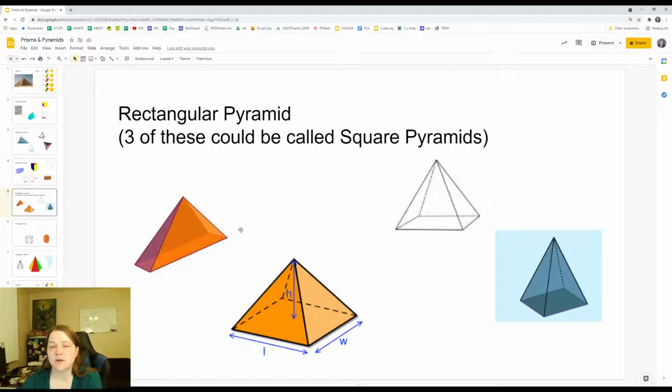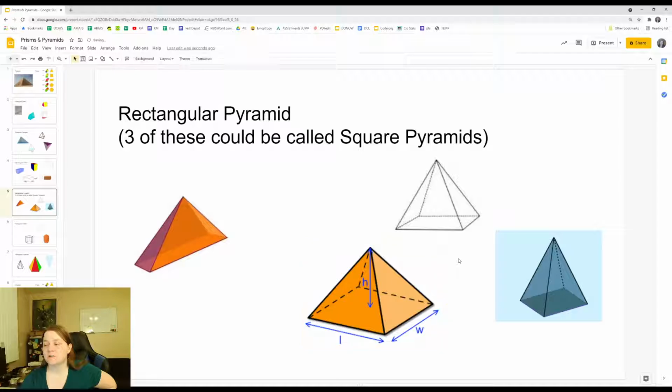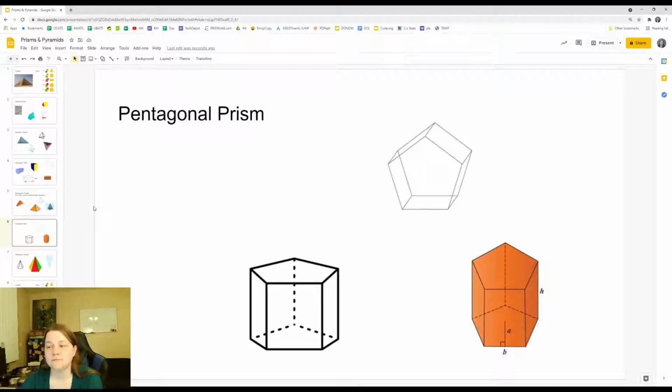Something that's interesting to know is that this is a rectangular base. They're all rectangular bases, but three of these, which are these three right here, could actually be called square pyramids because they have a square base. Remember that a square is a rectangle.